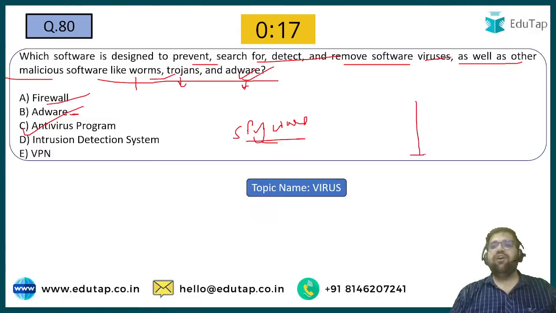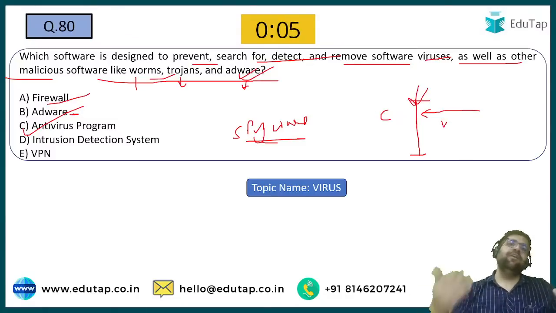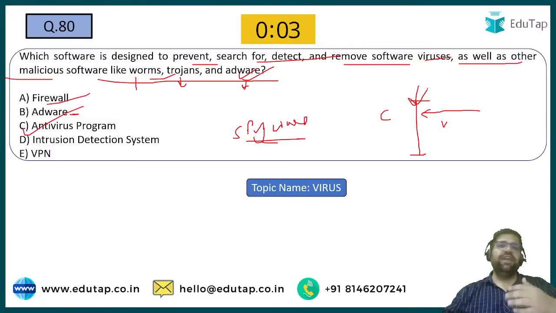Firewall is a kind of a watchman, I would say. Firewall is a kind of what? A chowkidar kind of thing. Why? Because this particular firewall will prevent all the viruses from coming into your computer. So firewall is a kind of defense system which helps to keep viruses at bay.